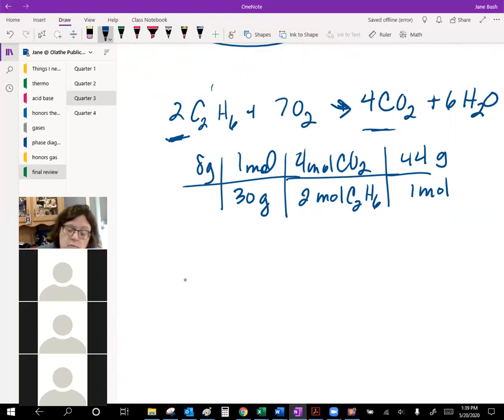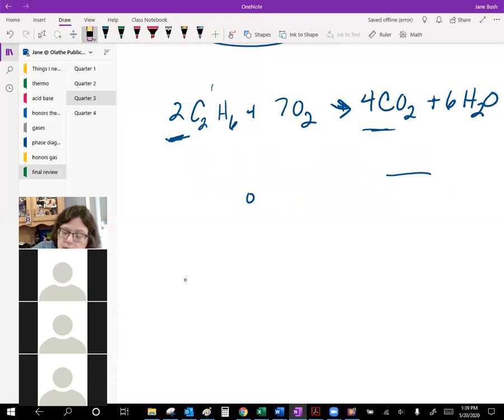What, though, if I tell you that I have 20 grams of this guy and 20 grams of this guy? I have to figure out who's limiting. In other words, I've got to figure out which one I'm going to use up. So which is going to make a smaller amount of carbon dioxide?